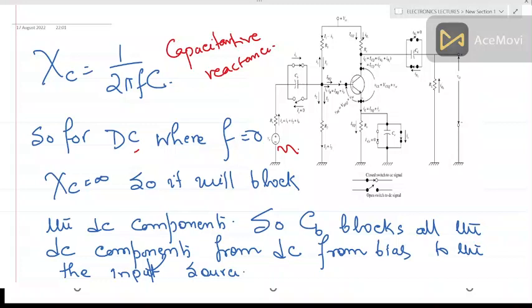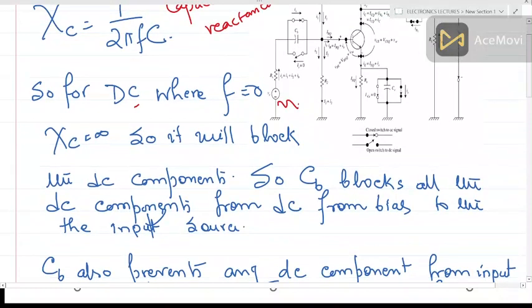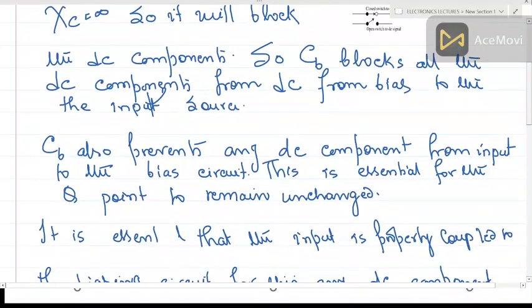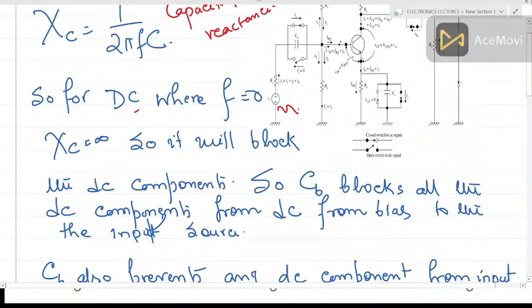So this capacitor CB has the function that it blocks all the DC components from the DC bias to the input source. No part of that biasing DC will go to the input. Similarly, if there are any DC components in the input, then it will block this DC component from the input to the biasing circuit, because in the biasing circuit you have applied a proper DC to fix the Q point.